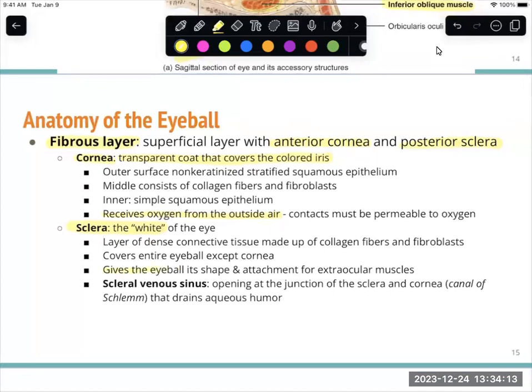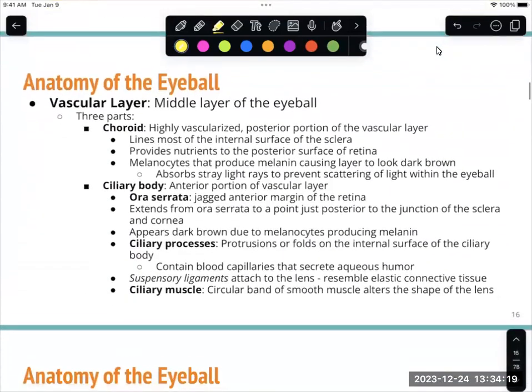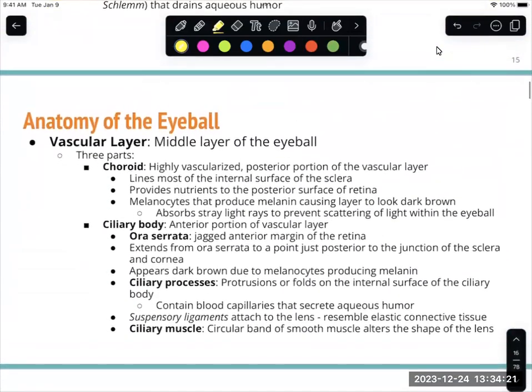That sclera also helps to give that eyeball its shape and allows muscles to attach. So our eyeball is made of different layers. The next layer in is known as the vascular layer. The vascular layer, that middle layer, has choroid. It's very vascularized, so it has lots and lots of blood vessels in there.